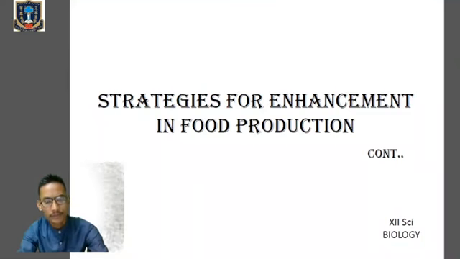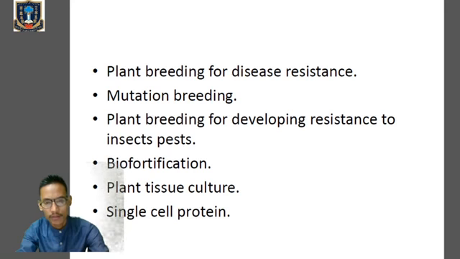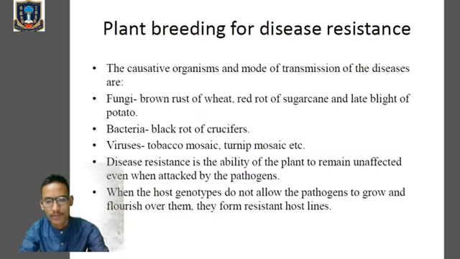Welcome to biology class. We are still dealing with the chapter strategies for enhancement in food production. So today we are going to learn about plant breeding for disease resistance. Then we will discuss mutation breeding and plant breeding for developing resistance to insect pests. Then in the next class we will cover the topics biofortification, plant tissue culture, and single cell protein. Okay, so the first topic of the day is plant breeding for disease resistance.